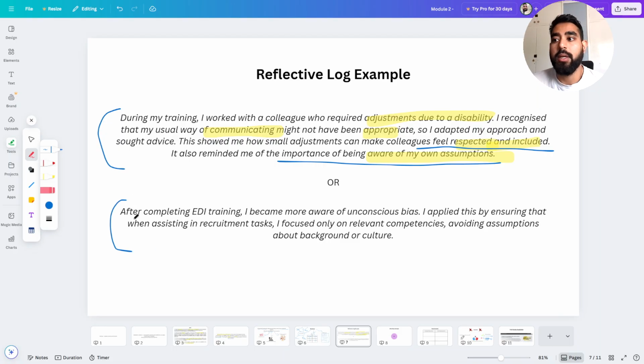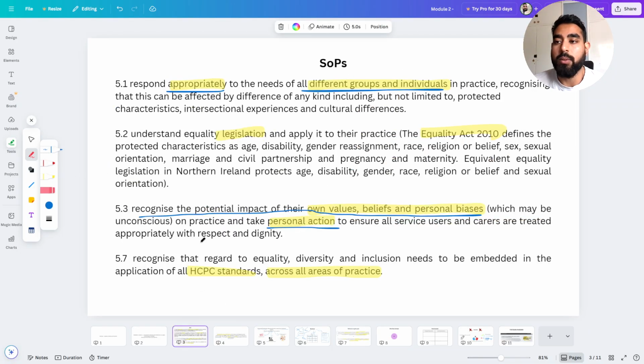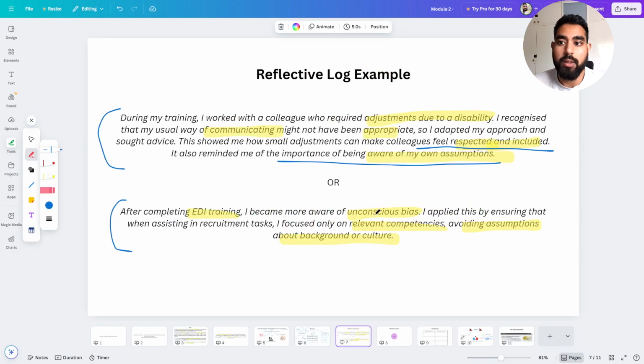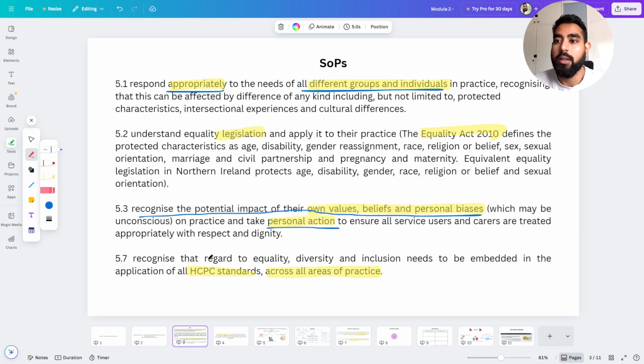And in the second piece, you can talk about, after completing EDI training, I became more aware of unconscious bias. I applied this by ensuring when assisting in recruitment tasks, I focus only on relevant competencies, avoiding assumptions about background or culture. So let's look at how this applies to our SOPs. Let's just remind ourselves, so you've got unconscious bias, EDI training, relevant competencies, avoiding assumptions about background and culture.